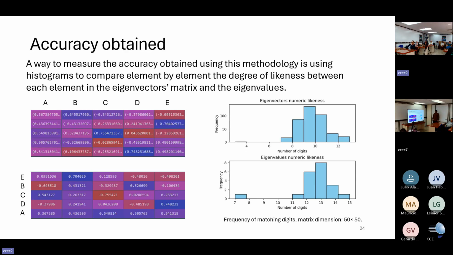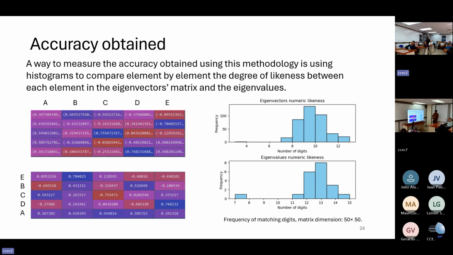And then we have some graphical resources to explain that. On the left side, we have the computational result. This is obtained by common traditional algorithms, and the second one is obtained by our proposal. As you can see, the likeness is good for both cases, the full matrix. However, the order is different.